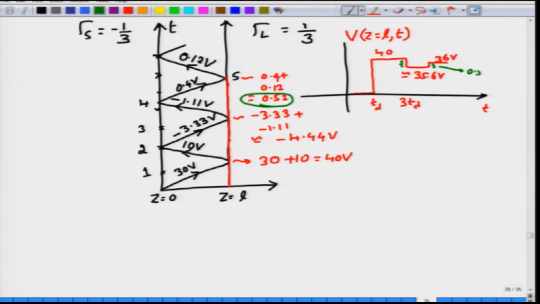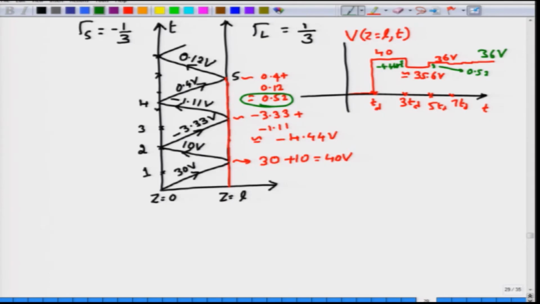So, this jump is 0.52 volt and the earlier jump was minus 4.44 volt. From this sequence, you can see that from slightly above 36 it is going to drop slightly below at 5 Td. So, this is 3 Td, this is at 5 Td, and then the next change would happen at 7 Td and so on. You can clearly see that this voltage, moving up and down, will eventually settle on a voltage which is roughly 36 volts. Asymptotically it is going to go to 36 volts.